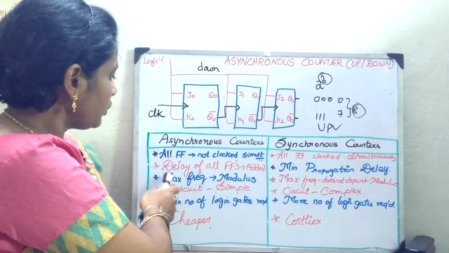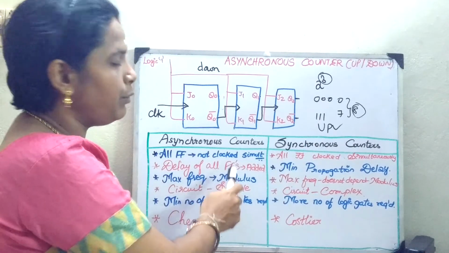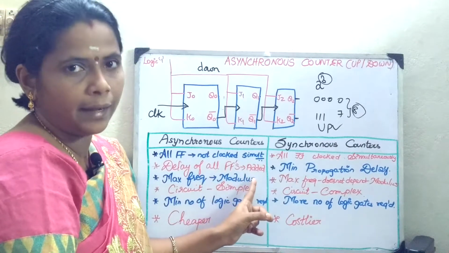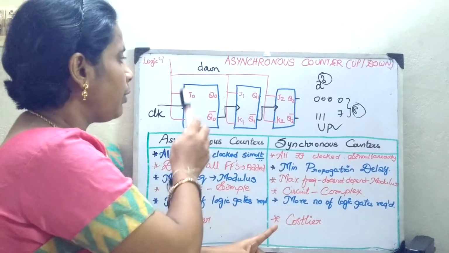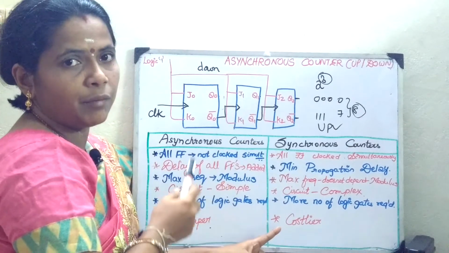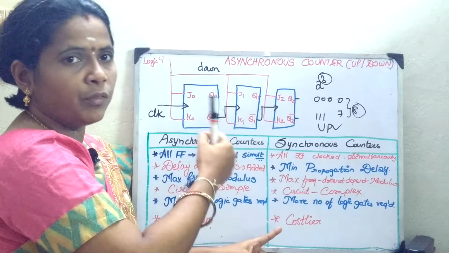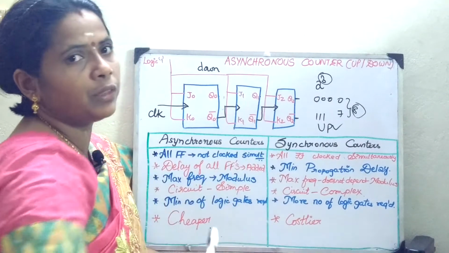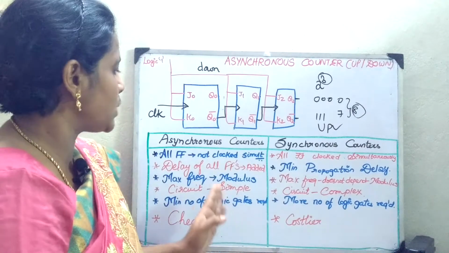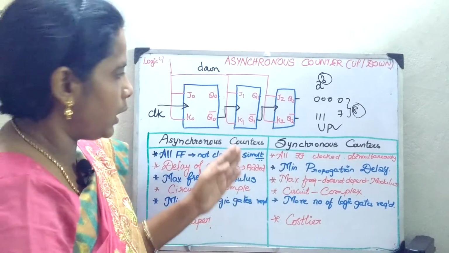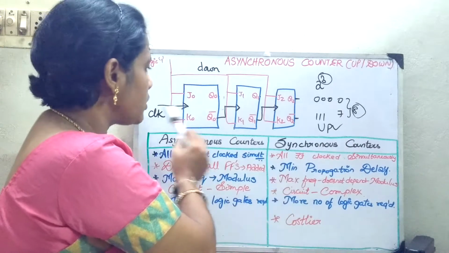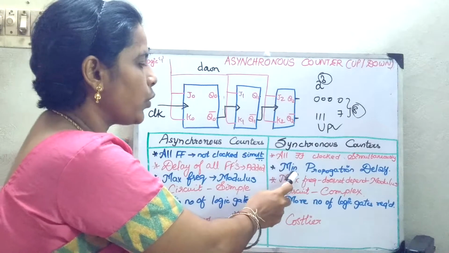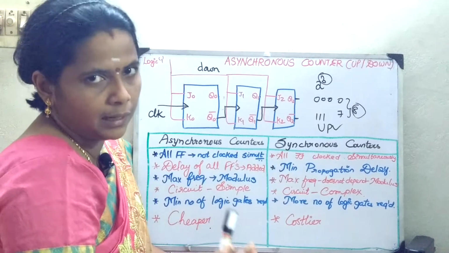Now, the next thing, the delay of all the flip-flops. What happens in this case? The delay of all the flip-flops gets added. If I have 3 flip-flops, yesterday I derived a small formula and solved a small problem. If each flip-flop has a delay of 30 nanoseconds, totally 90 nanoseconds will be the propagation delay. Whereas in synchronous counters, all the flip-flops are clocked simultaneously, so we will have a minimum propagation delay.